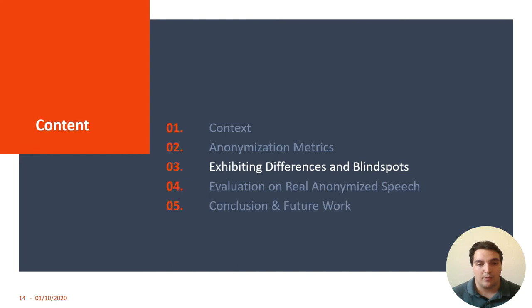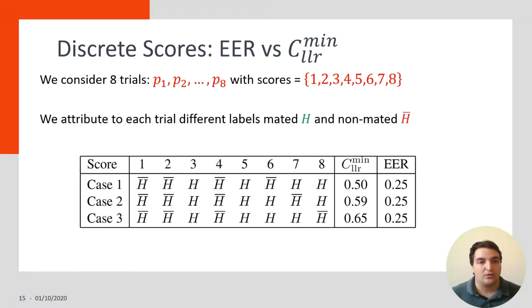Now let's start the comparison, starting with the discrete scores simulation. Here we're going to compare EER with the LLR min. To do this, we're going to use 8 trial pairs. We are going to assign scores for the integers between 1 and 8. Then we're going to assign different labels to the pairs between mated and non-mated in order to have different cases.